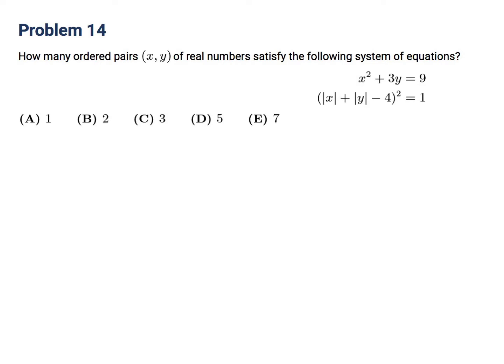They're just asking how many ordered pairs satisfy this. So basically we're just looking for the number of intersection points, the number of solutions to that system of equations, and it's 5. So the answer to number 14 is D.